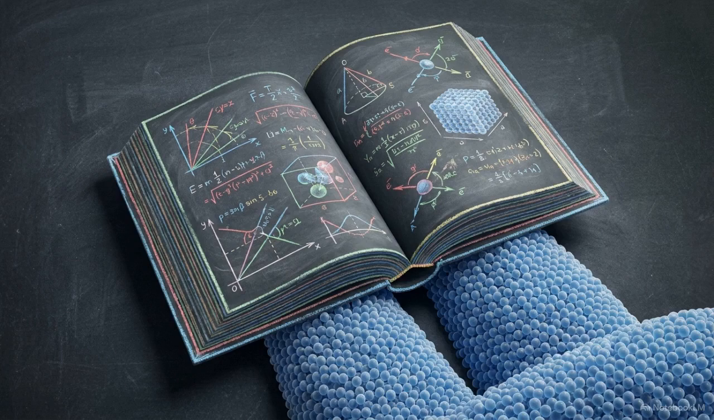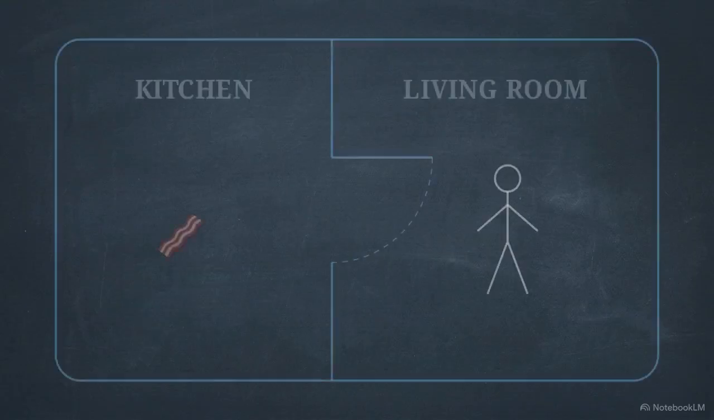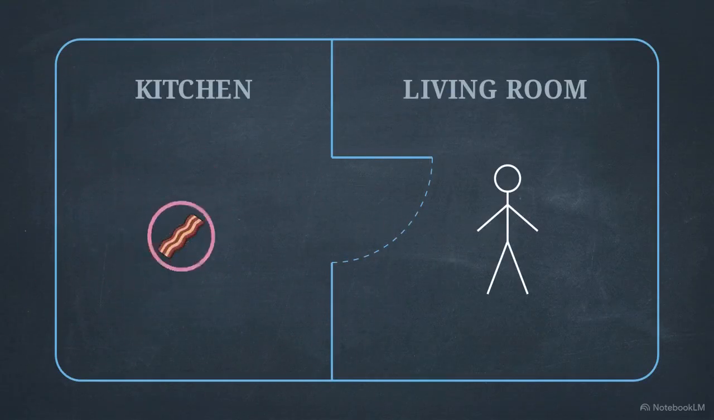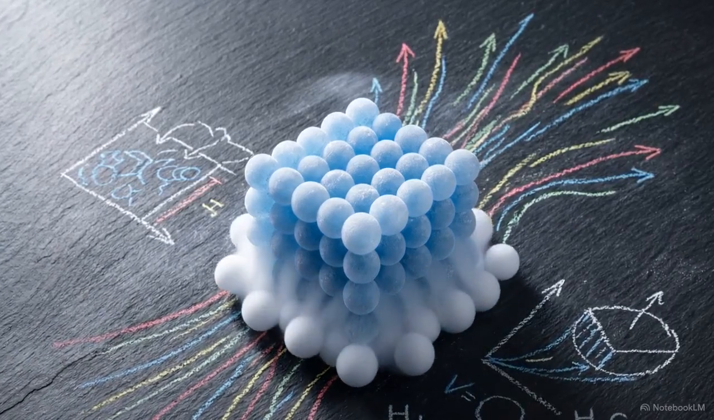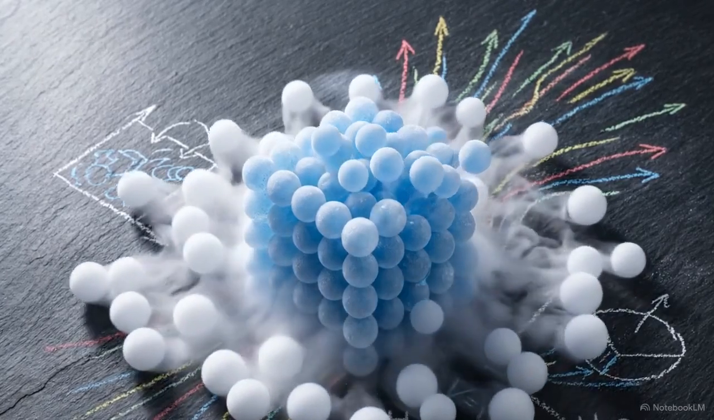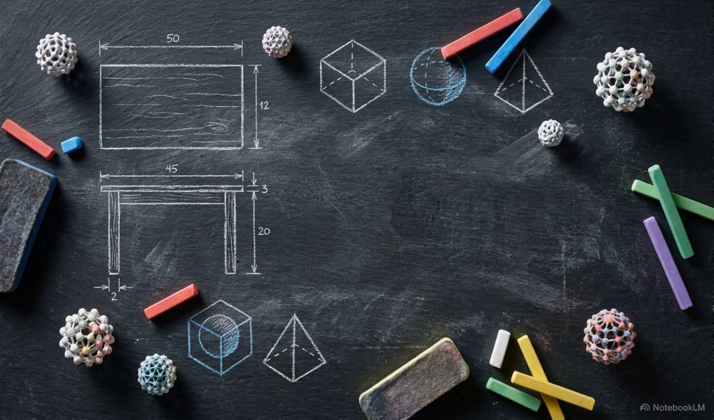Imagine you're sitting in the living room reading a book, and suddenly you know someone is cooking bacon 2 rooms away. How does that physical information cross the house to reach you? Or think about a block of dry ice. You set it on a table, and over time it disappears into a thick fog. There is no puddle left behind. It goes straight from a solid chunk to thin air.